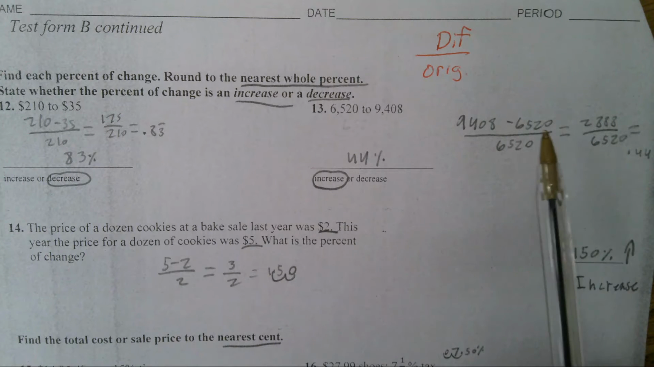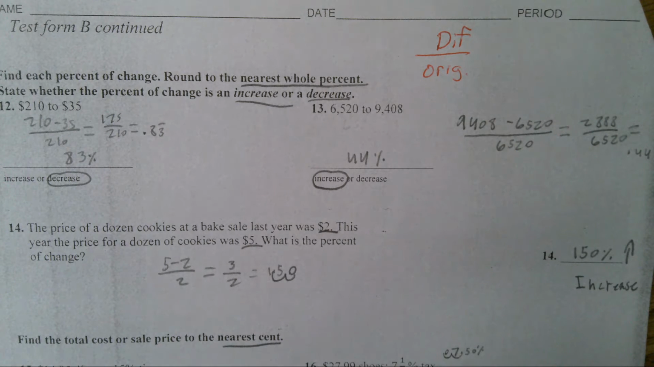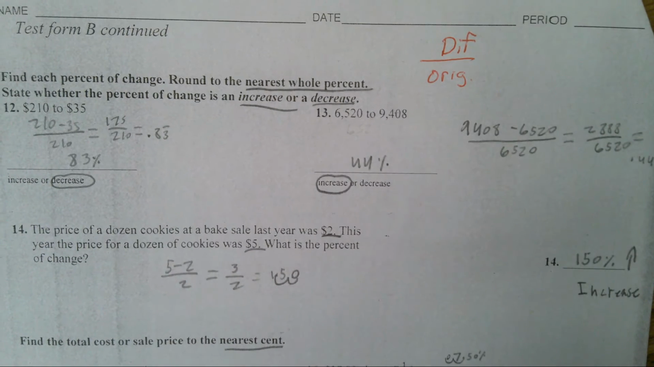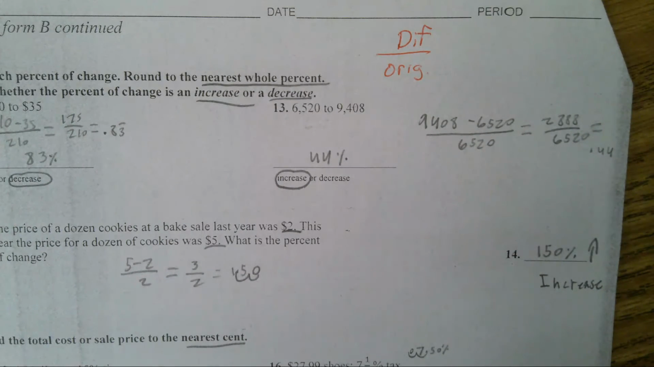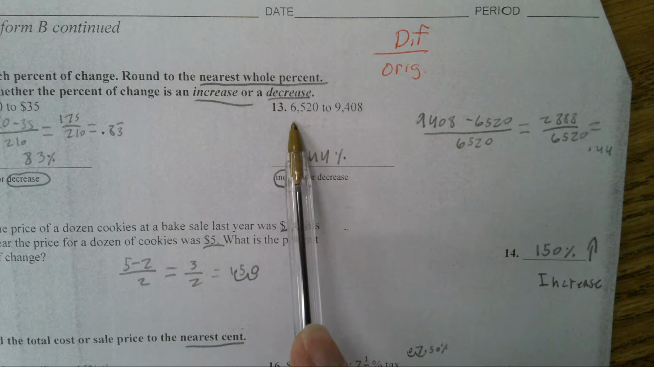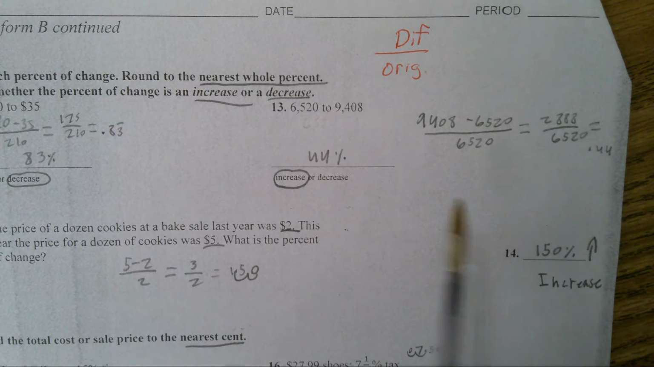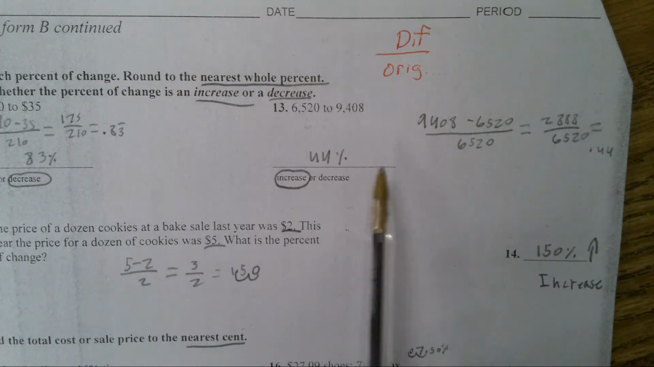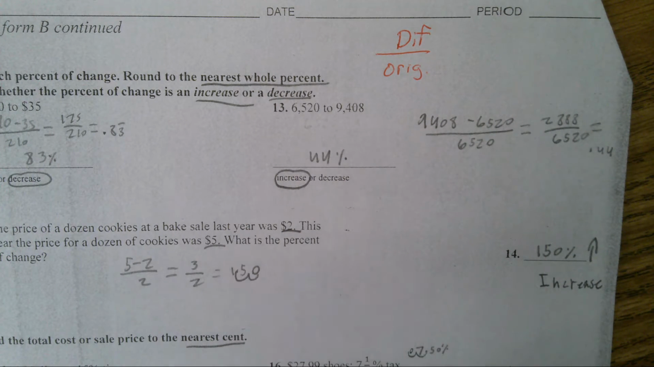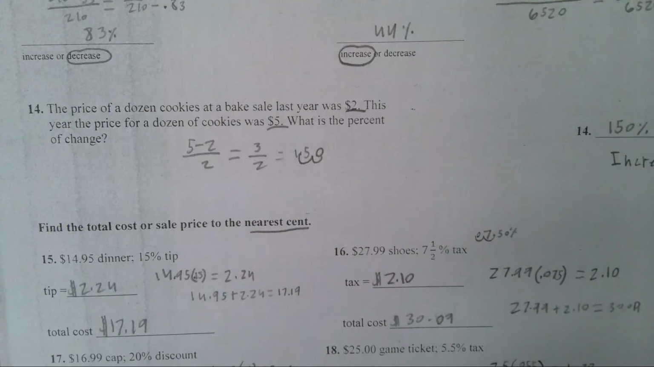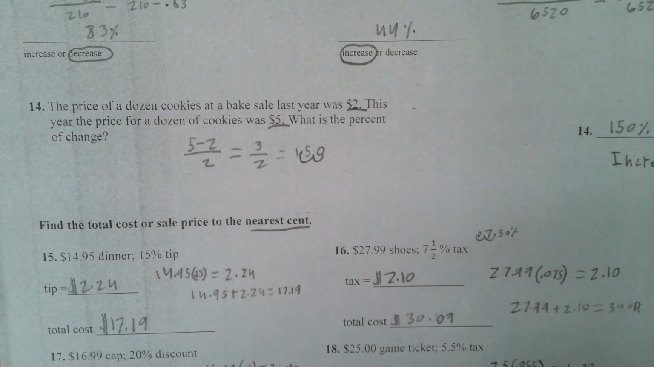In the next one, here we have 6,520 being subtracted from 9,408. You get 2,888 over the original, which is the first one, 6,520, which equals 0.44, which is 44%, and this is an increase. Any questions? All right, now let's go to the next one, number 14. The price of a dozen cookies at a bake sale last year was $2.